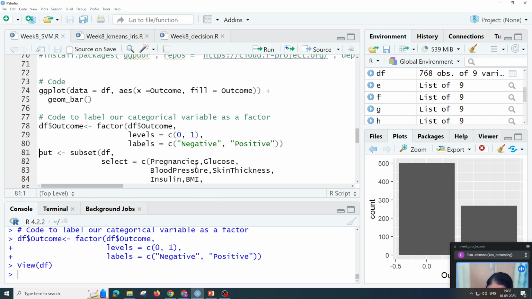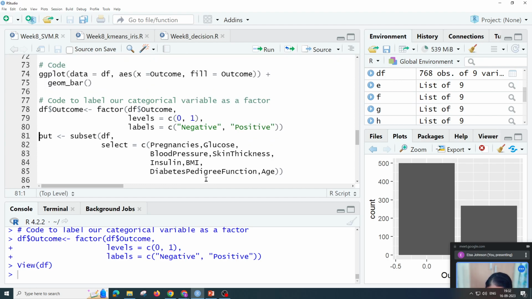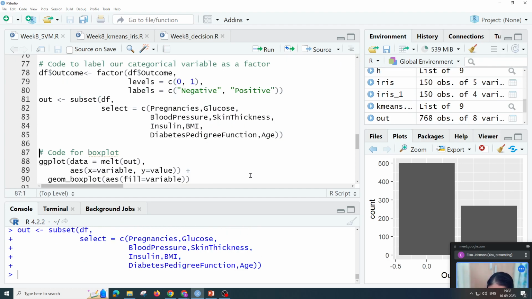Now what you are doing is selecting some features from this and forming a subset, and then you are just doing a box plot. Box plot I think you have seen earlier, right?